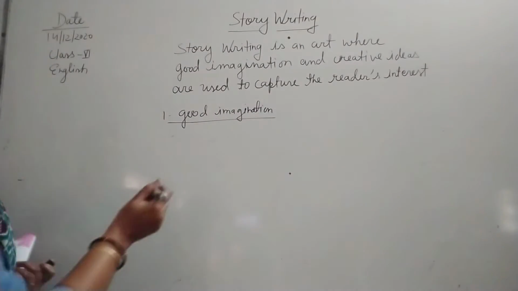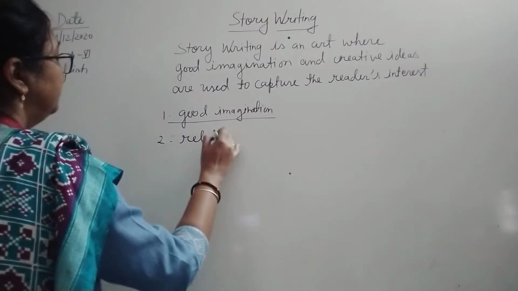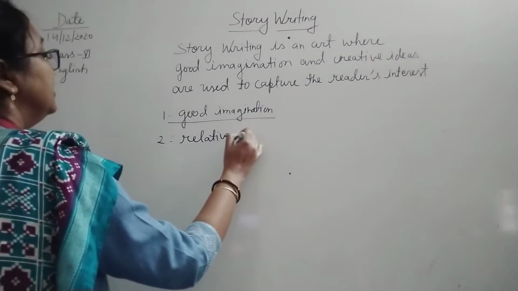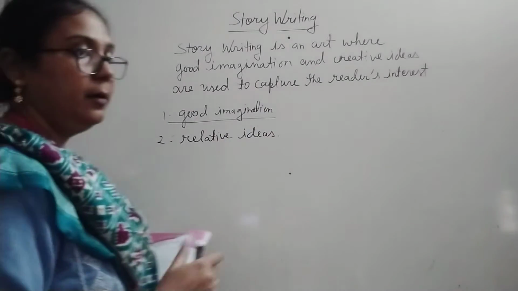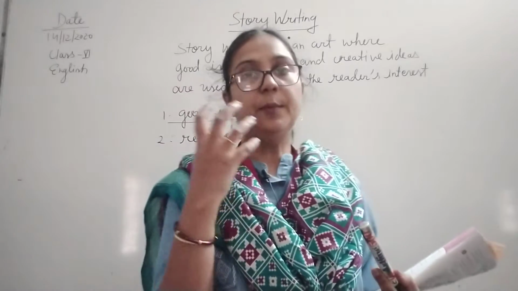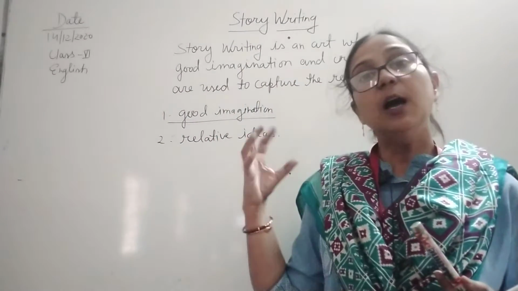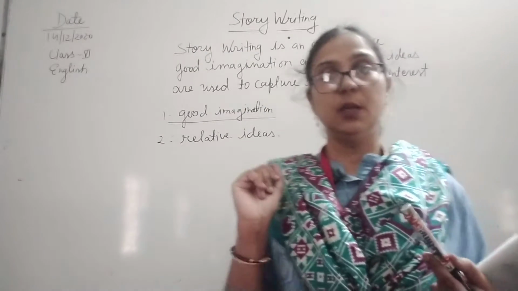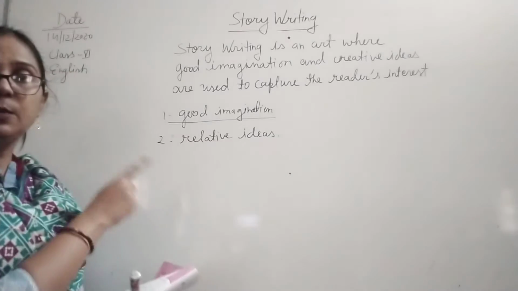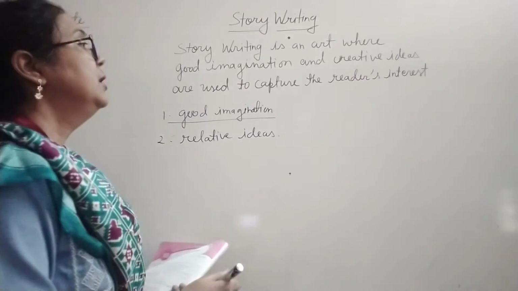So first, the important thing is good imagination. Then relative ideas. Yes, of course, whenever you are imagining something, you have to create some ideas related to your imagination. So children, the second important thing is relative ideas.